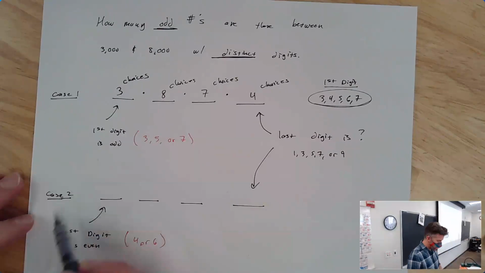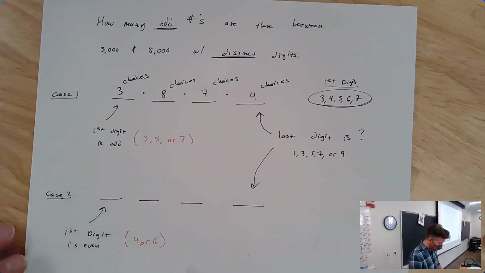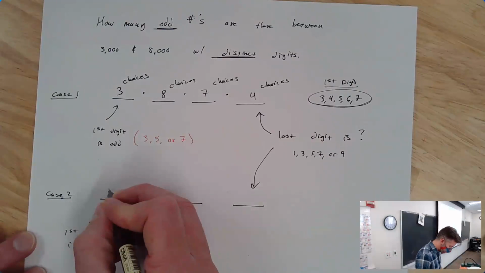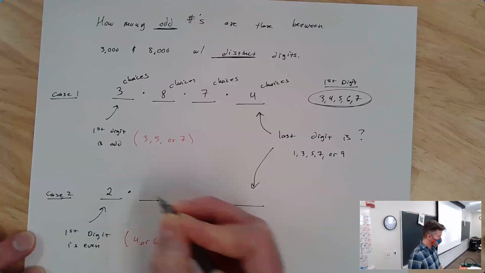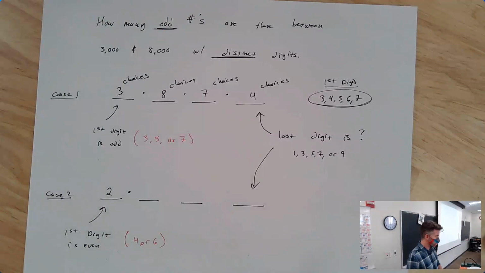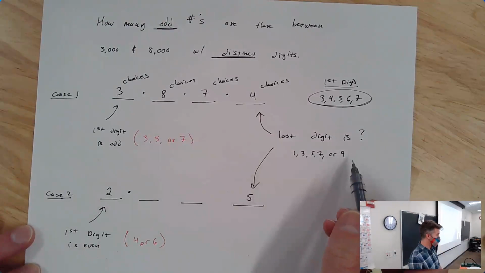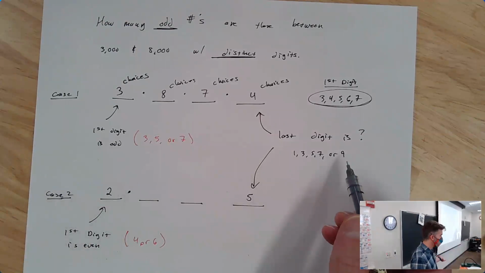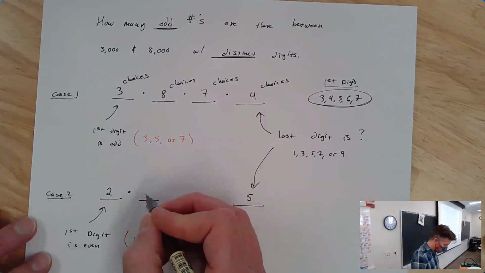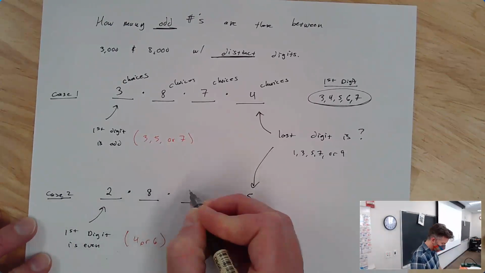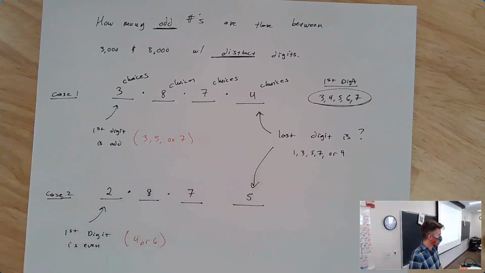Same deal down here. Well, similar deal. First choice we have, the first digit, we have 2 choices. It could be 4 or 6. Last digit, now we have 5 choices because it can be any of these 5 odd numbers that we didn't already pick one of. And then for the second digit, there are 8 choices. For the third digit, there are 7 choices.